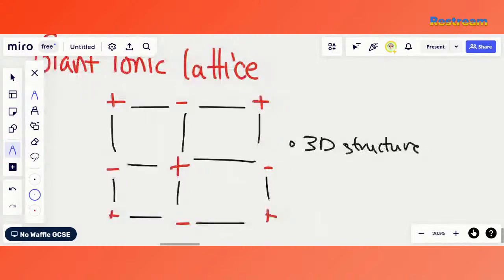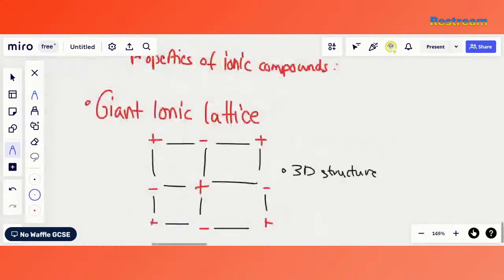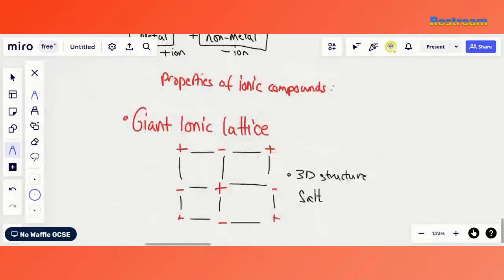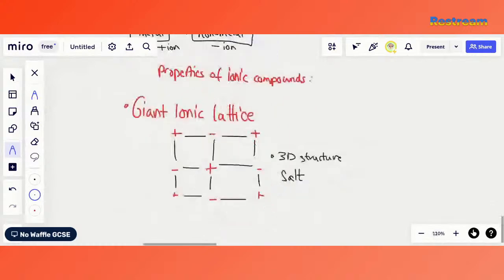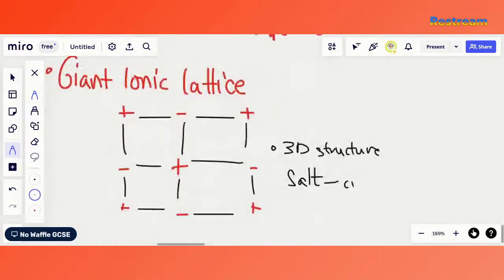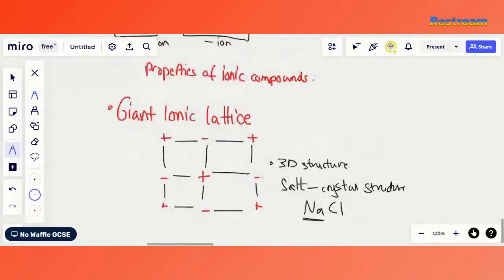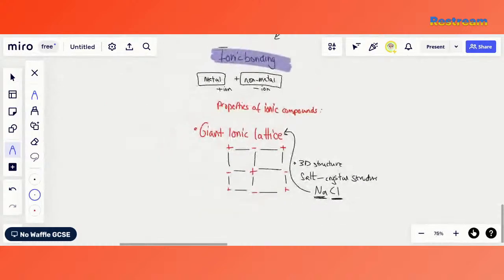Now we can link this to our knowledge of salt. You may be like, how can salt be linking to this? Well, we know that salt is a crystal structure, and salt is formed from sodium and chlorine, sodium being the metal and chlorine being the non-metal. Therefore, sodium chloride is an example of a giant ionic lattice. So hopefully that may help you in terms of learning that.